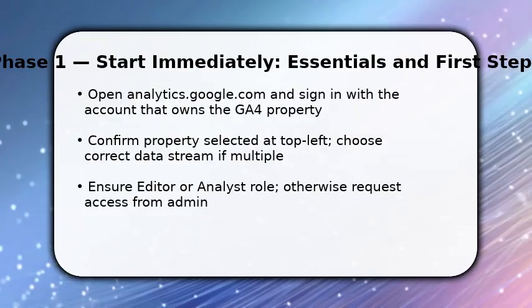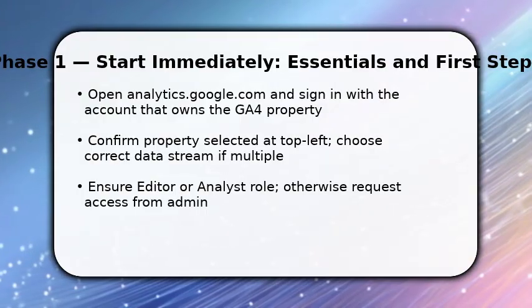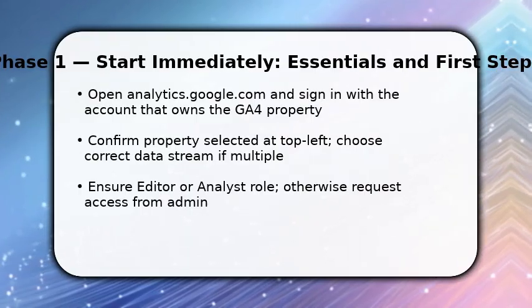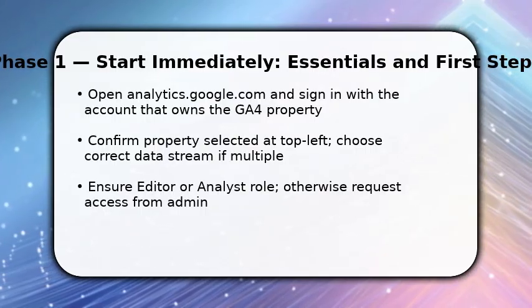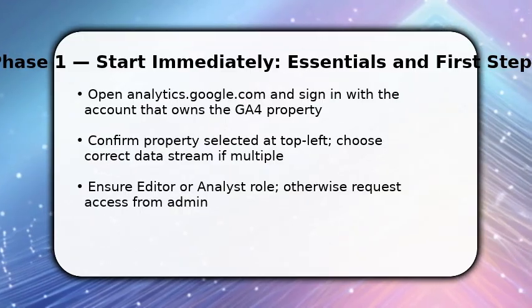You start by signing into analytics.google.com with the account that has the GA4 property. Once signed in, make sure the correct property appears at the top left. Switch properties now if needed. Confirm you have editor or analyst access so you can view reports and modify comparisons.